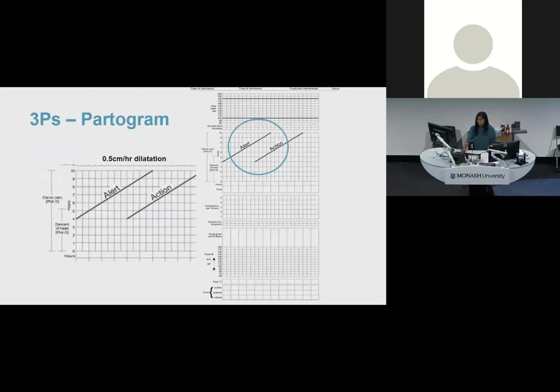The partogram, I just chucked that in there for you guys to familiarize yourselves with, because that's also something that you might be asked to interpret. The alert and the action line both here are rising at a rate of 0.5 centimetres per hour for dilatation, which is again just to show you that you need to be aware of any delay in labour.